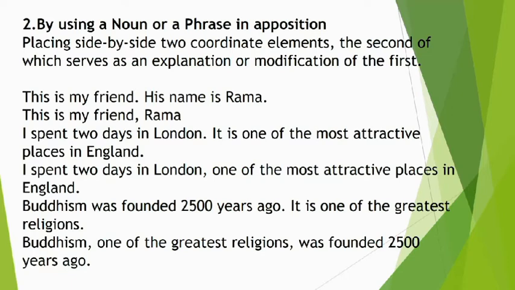Placing side by side two coordinate elements, the second of which serves as an explanation or modification of the first. Did you understand what is a phrase in apposition? When we use two noun phrases next to each other in a clause and they refer to the same person or thing, we call this a phrase in apposition. For example, Vijayada, their youngest child, is very musical.